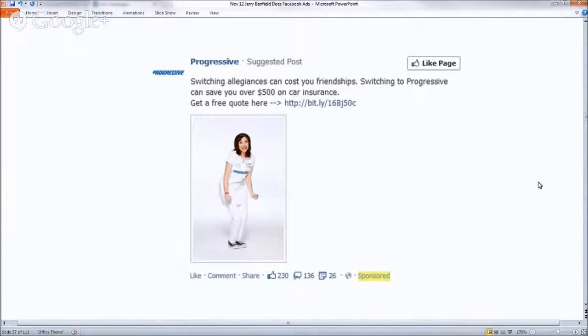The thing is, look at this Progressive post, the engagement on it. 230 likes, 136 comments, 26 shares. Yes, you could say, well, Progressive has a huge budget. They can afford to do stuff like this. You can afford to do stuff like this on a small budget using these strategies I'm going to show you.